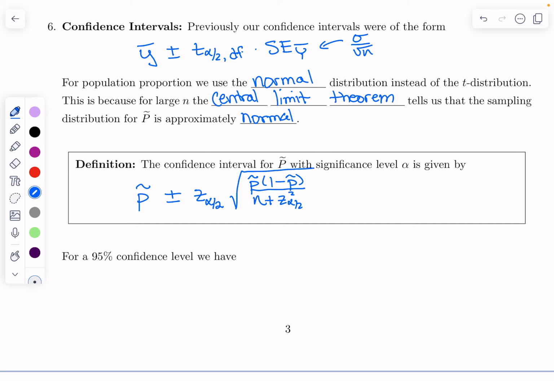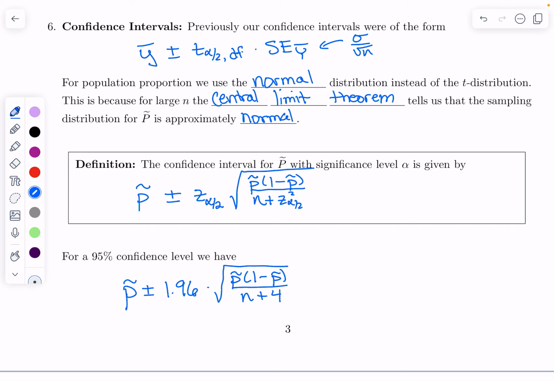And for 95% confidence, we're going to write this as p tilde plus or minus 1.96 times the square root of p tilde times 1 minus p tilde over n plus 4. A lot of the time we're going to be computing just 95% confidence intervals, so it's nice to be able to just say that z sub alpha over 2 squared is approximately 4.